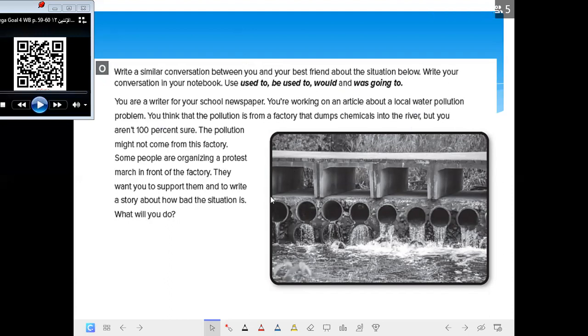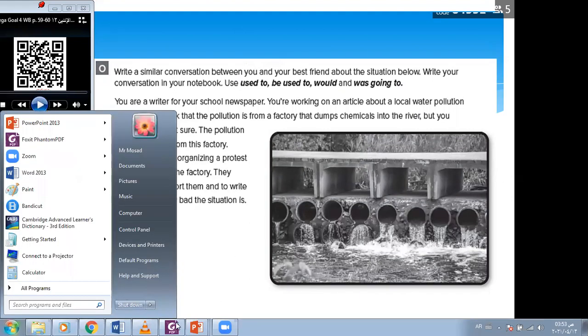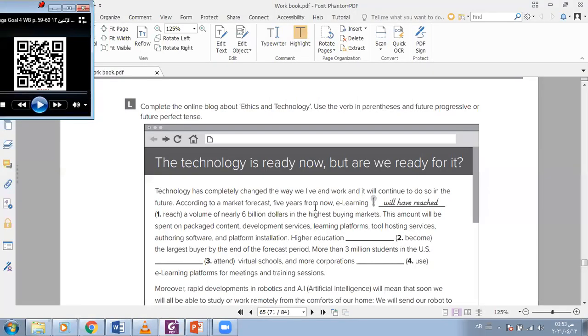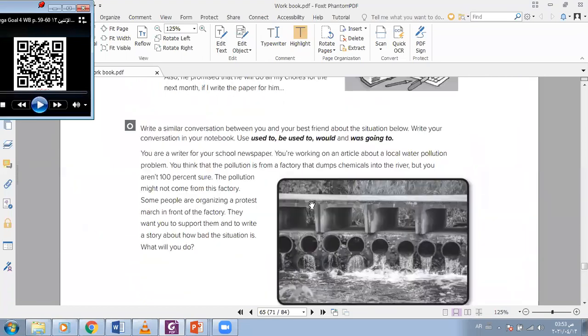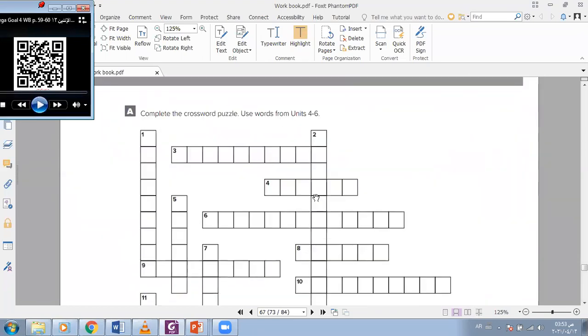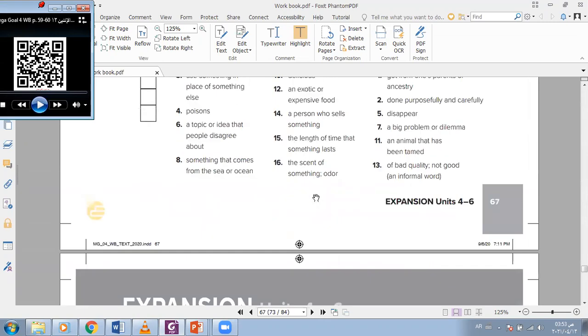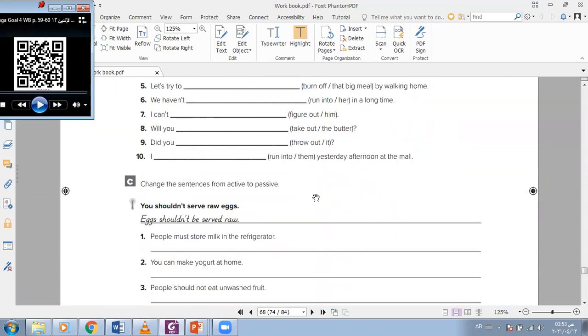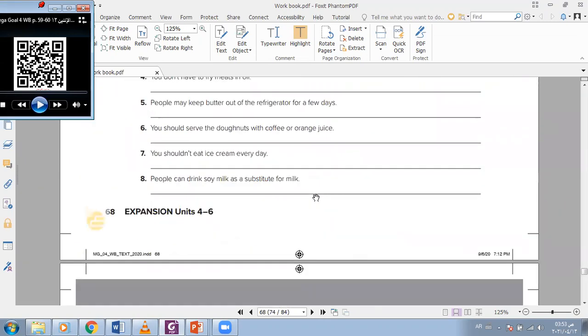This is a homework for page 66. And also page 67 is a homework and page 68 as a homework.